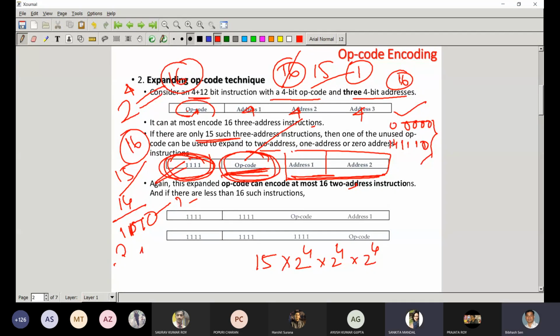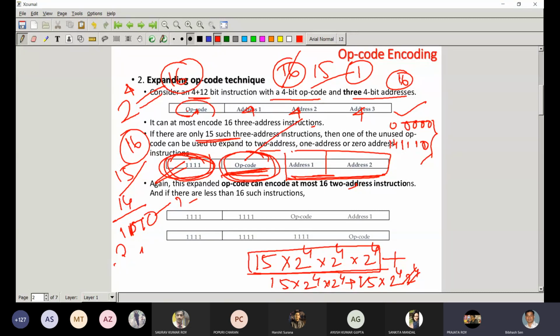Yes, sir. Yes. Yes, sir. Again, this 15 is already there in 3 address. Now again 15 you will go for 2 address, but only again 15, you will get. Yes. 15 into 2 to the power 4, sir, only. This is already for 3 address.